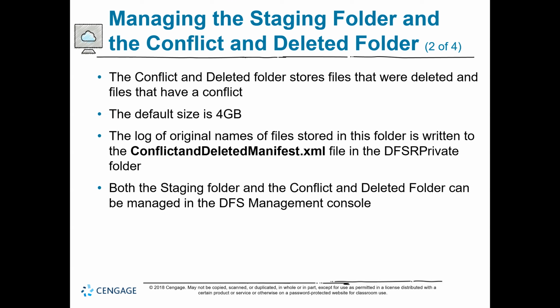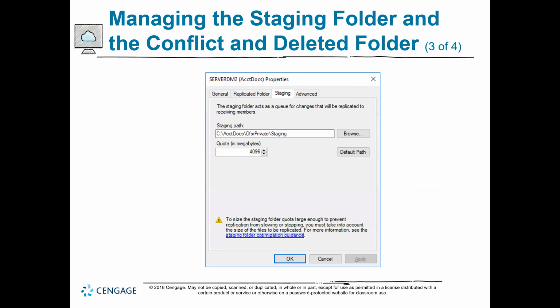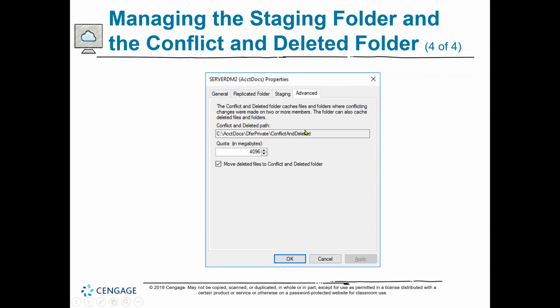Both the staging folder and the conflict and delete folder can be managed in your DFS management console. So you can see here, you have your path, and then you have your quota, which you can change. And again, path, quota, and it has that there.